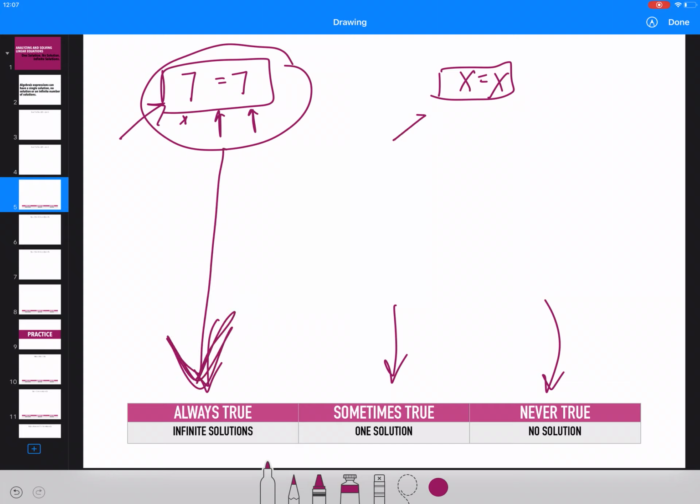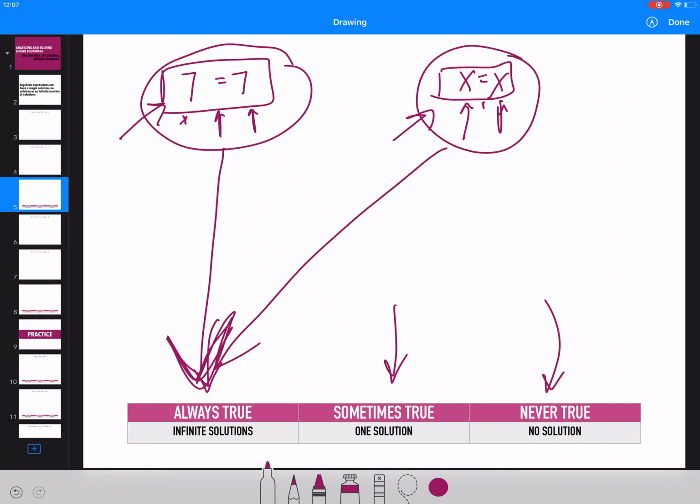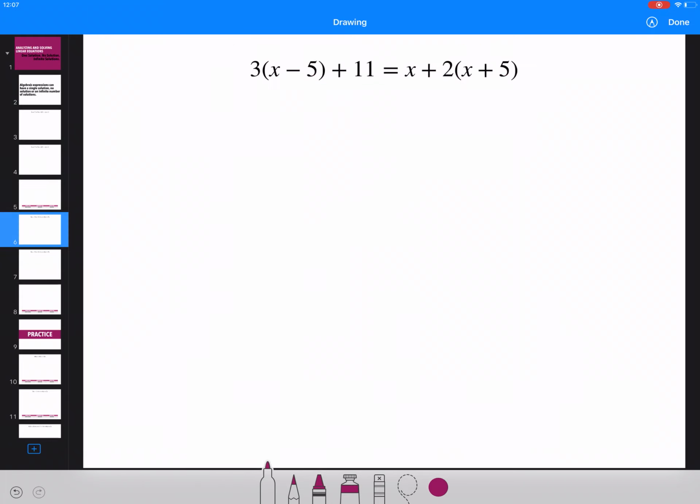Let's look at this equation here. X is the same thing as x. This equation is also always true. So the solution for this equation, there's an infinite number of solutions. Let's try another example. So we have 3 times x minus 5 plus 11 equals x plus 2 times x plus 5.